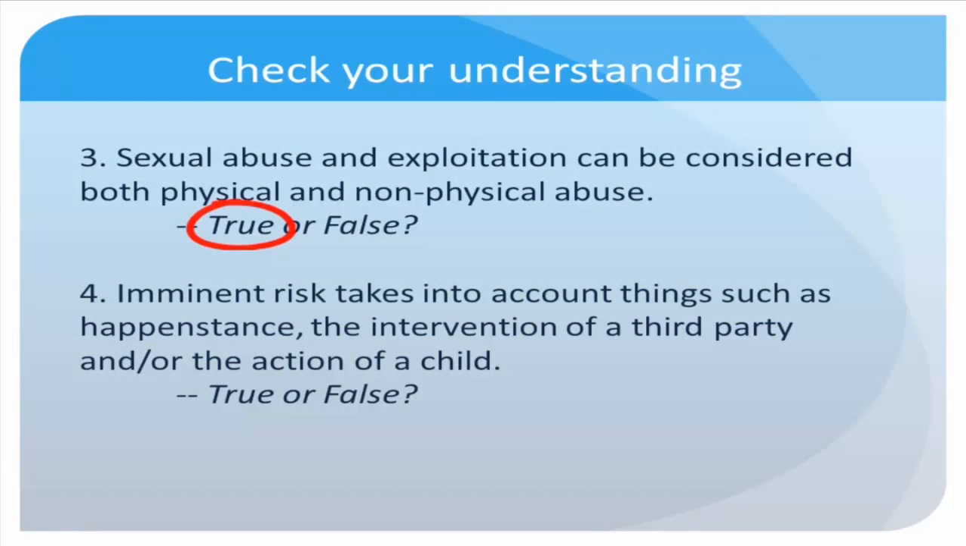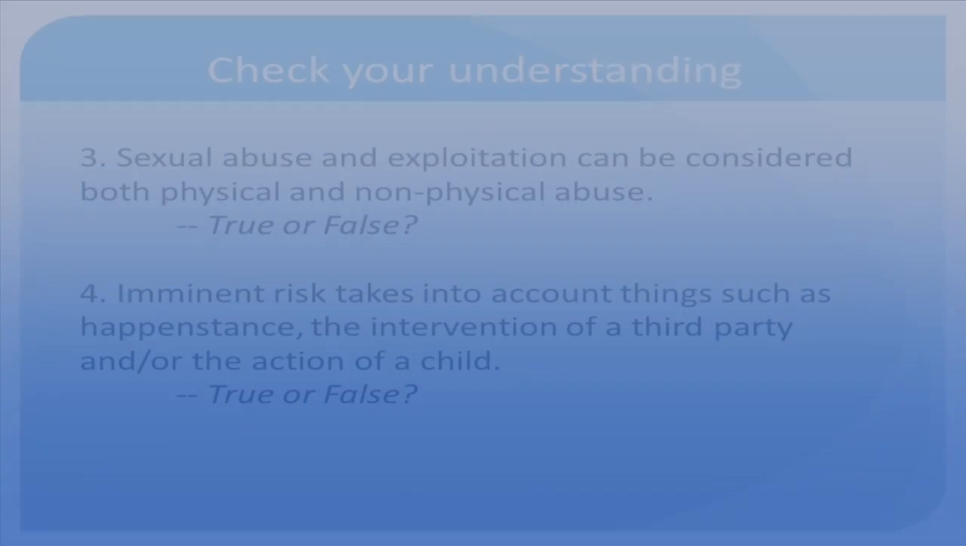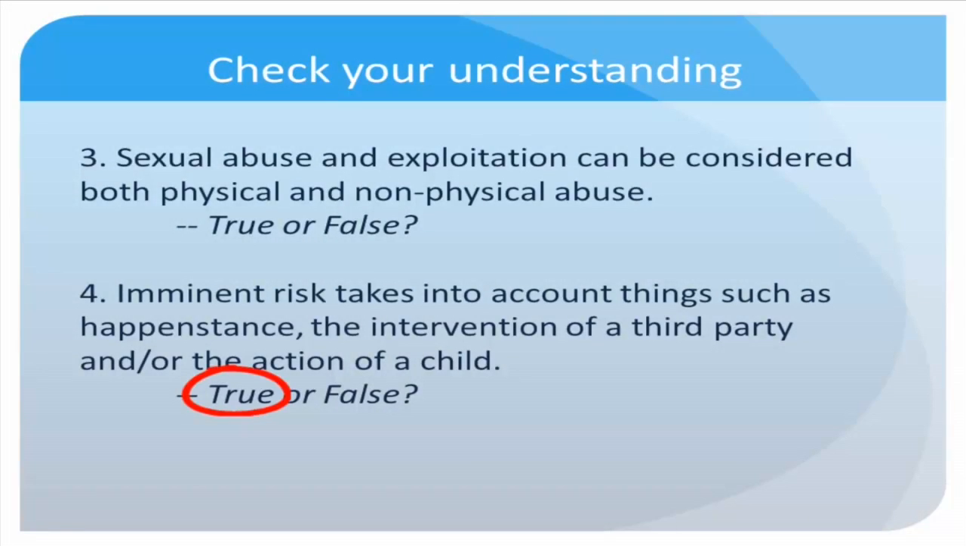The answer is true. Imminent risk takes into account things such as happenstance, the intervention of a third party, and/or the actions of a child. True or false? The answer is true. And don't forget that imminent risk addresses situations where the child was not actually harmed but could have been harmed.